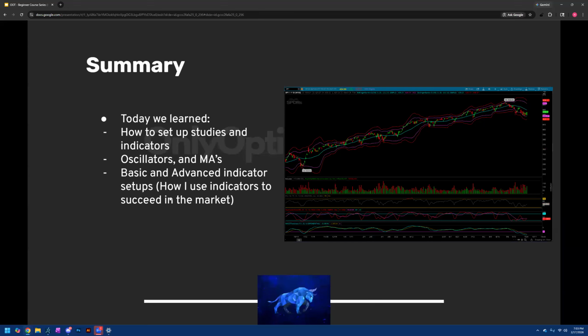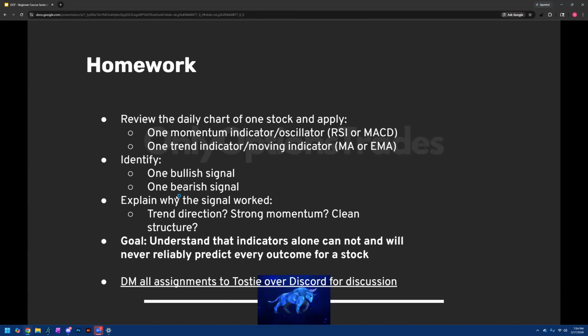All right. Well, that brings us to the end of today's lecture, everyone. Today we talked a little bit about setting up study sets. We reviewed some of the study sets that I have. We talked about two different groups of indicators, the oscillators and our moving indicators. And we should also have a homework.